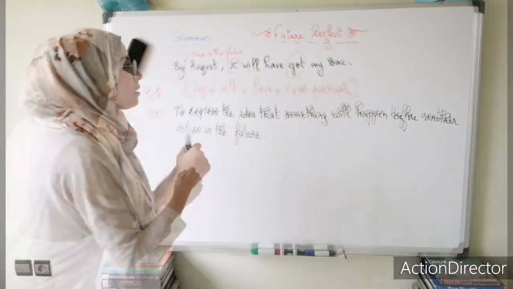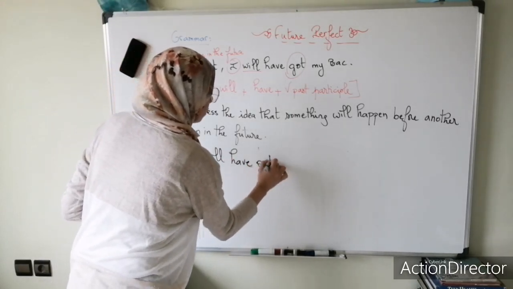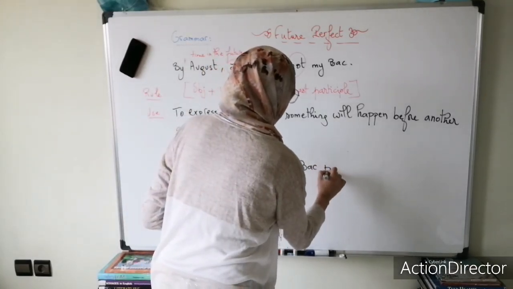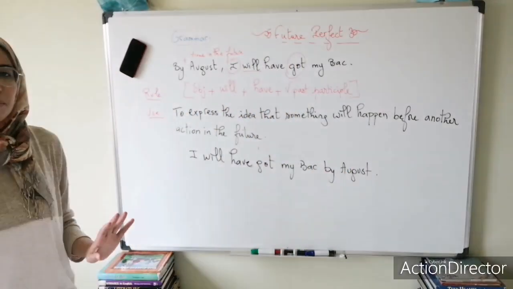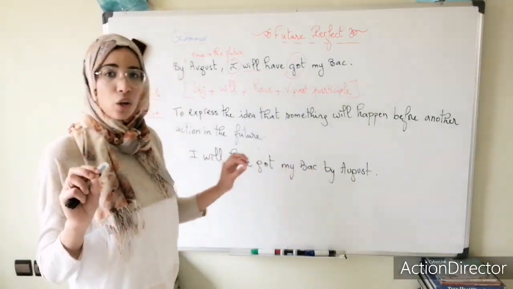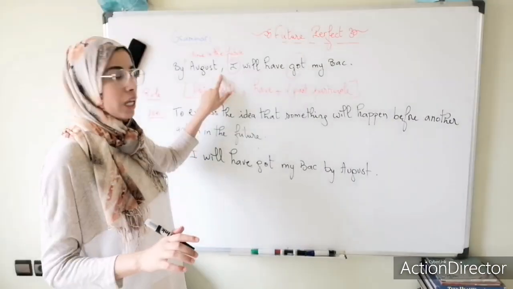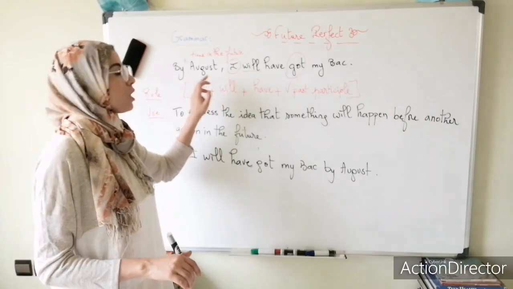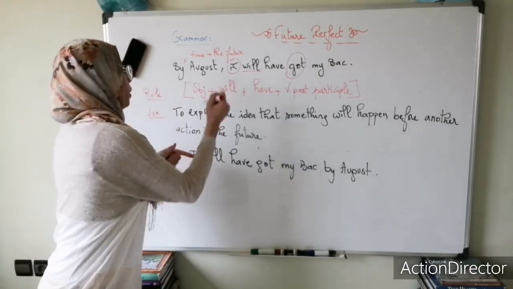Can we switch their places? I will have got my bac by August. Great. So the meaning does not change. I will have got my bac by August. The only change, a very small change that happens is that when we start with the subject, will have, etc., we omit the comma, right? So when we start with by plus the time in the future, we use the comma, right?